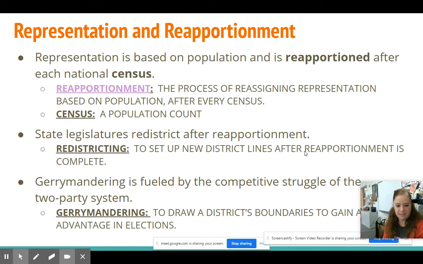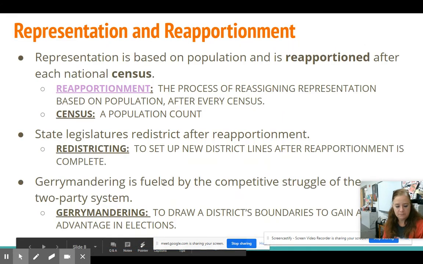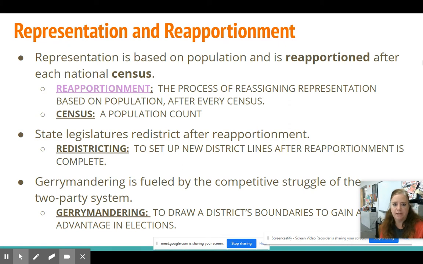And like I said, I think, the slide's not there. I might try and bring that up in just a minute here. State legislators redistrict after reapportionment. So redistricting is setting up new district lines when they're looking at those numbers to make sure that it's fair, that there's equal representatives across each state and then across the nation.